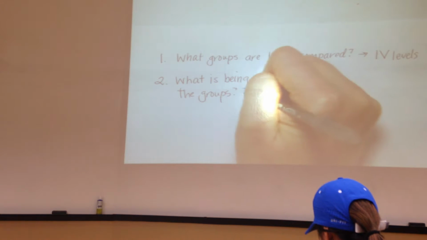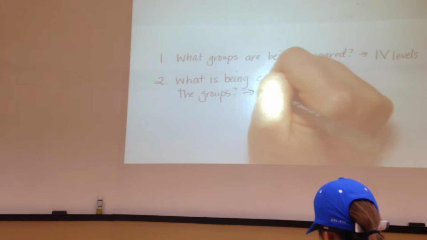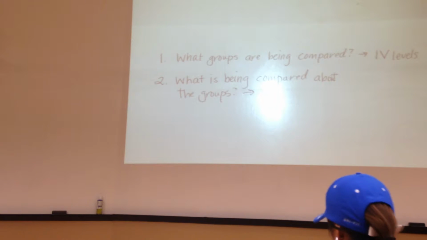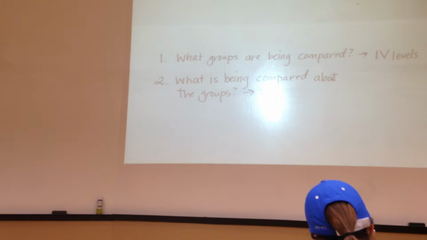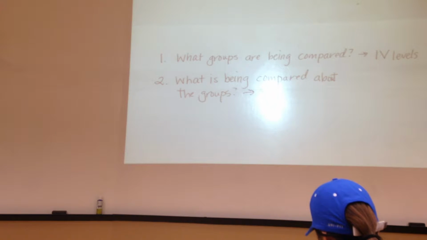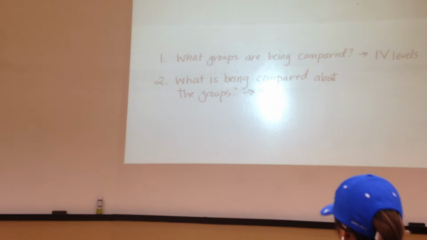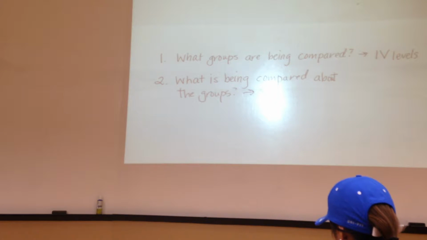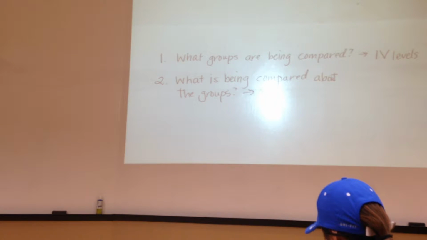And when you can tell me that, you're showing me that you know what the dependent variable is, or if there's more than one dependent variable. In this case, what are we comparing about the groups? Reading time. Yeah, time spent reading. So somewhere in our statement, we're going to have to mention how long they read.